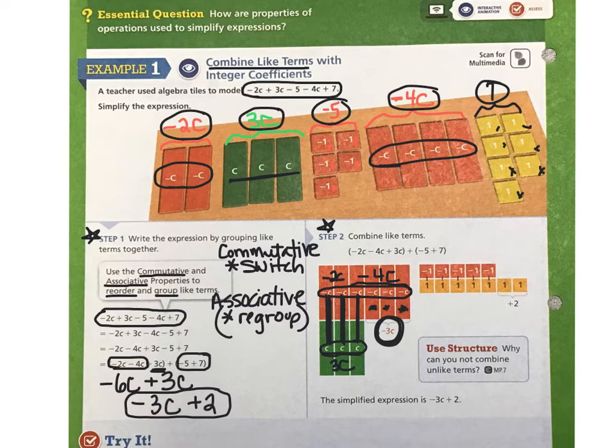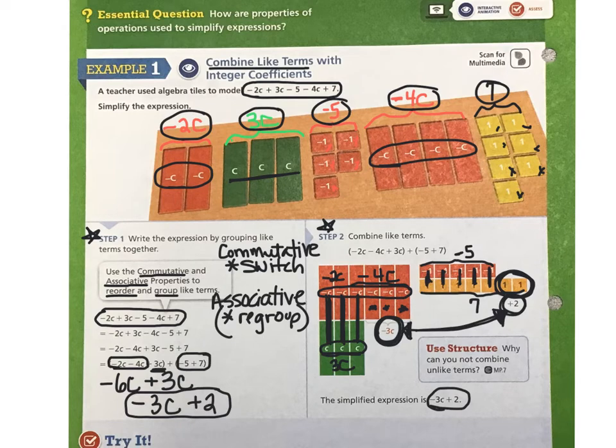Okay. Then we go on to the constant terms, or those tiles that have both positive ones on them or negative ones on them. So you can see here, this is your negative 5, and here is your positive 7. So again, we match up where we have a positive 1 and a negative 1 together because they make 0. And what's left are those 2 positives right here. So when we put these 2 pieces back together in the expression, we have a simplified expression of negative 3C plus 2.